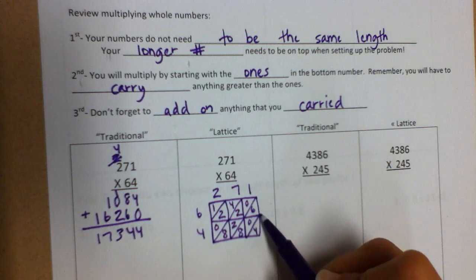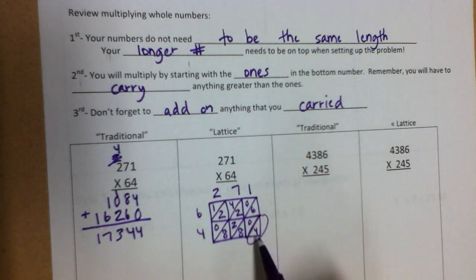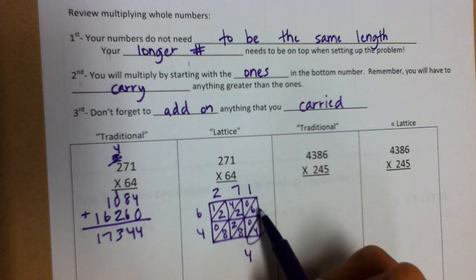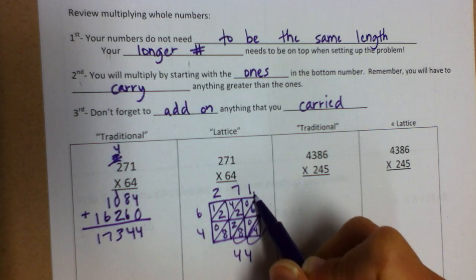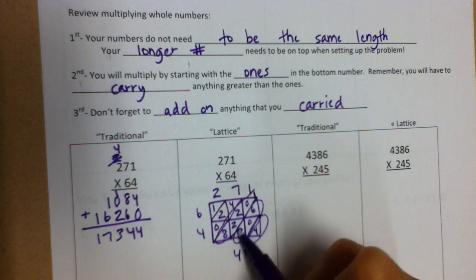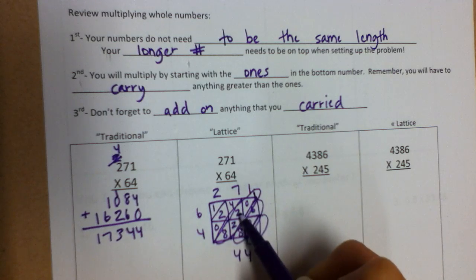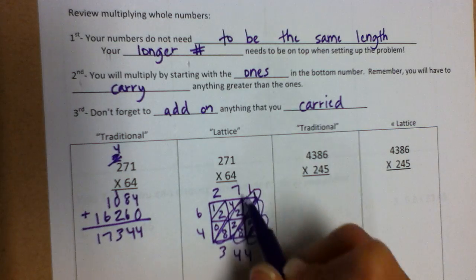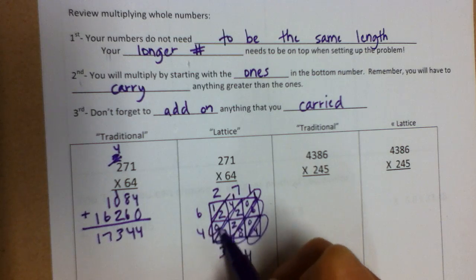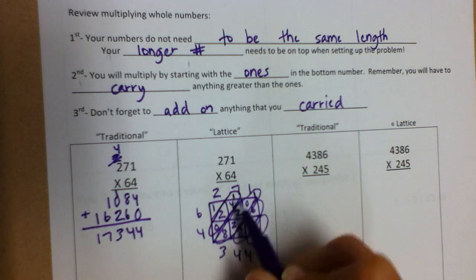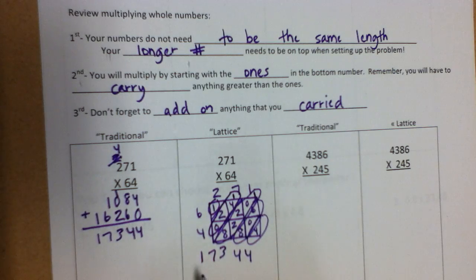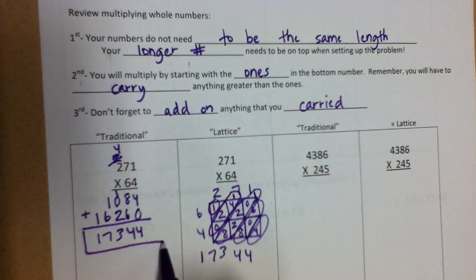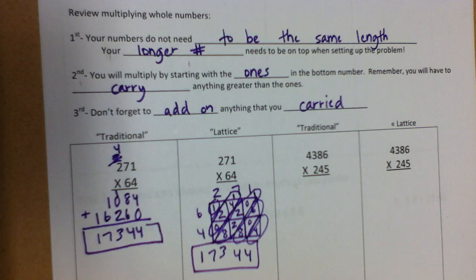And then I add my numbers diagonally. So 4. 8 and 6 is 14. I have to carry that 1 over. 8 plus 2 plus 2 plus 1 is 13. Carry that 1. 0 plus 2 plus 4 plus 1 is 7. And then my 1. Same answer, 17,344. 17,344, 2 different ways.